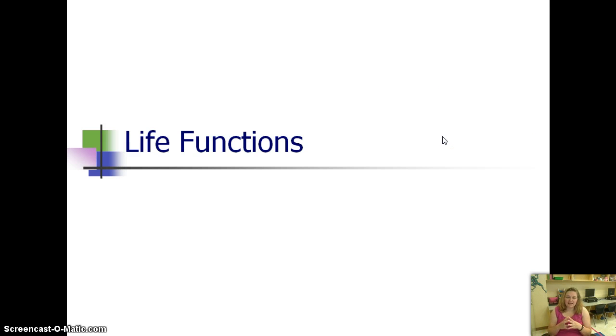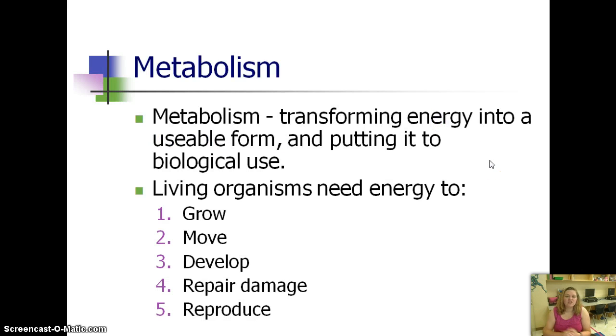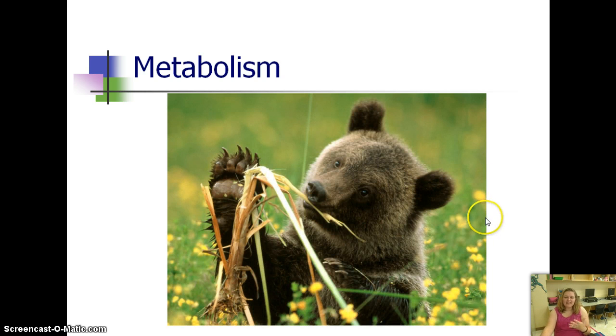Now, in order to be alive, there are functions that organisms have to go through. The first function is metabolism. You might have heard somebody talk before about, well, I can eat whatever I want because I have a fast metabolism. Well, metabolism isn't just about how fast you can digest food, it's about how your body uses that food for energy and how quickly it uses it. So metabolism is giving us energy so that we can grow and move and develop, repair damage, and reproduce. So if we take a look at this little guy, he is eating. The reason that he's eating is so that he can get some energy.